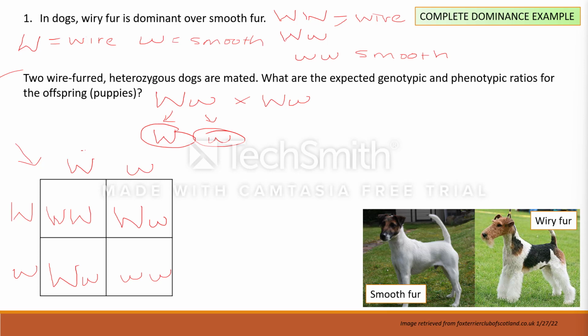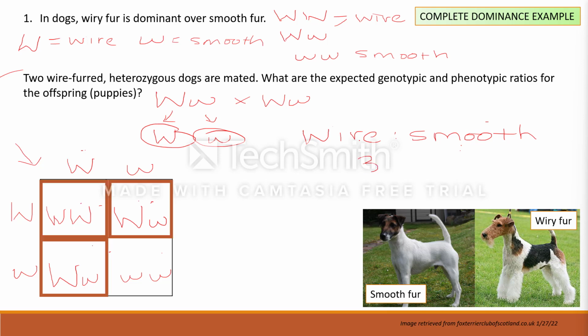So when we think about the ratios, we're going to look at how many out of those 4 have each genotype. First, we're going to write out the possible genotypes. So some could be big W big W, some could be big W little w, and some could be little w little w. Out of these 4 boxes, 1 is big W big W, 2 are big W little w, and 1 is little w little w. So that tells us our genotypic ratios that are expected for the offspring. And then we need to do the same for the phenotypes. So the phenotypes could either be wire-furred or smooth. And out of these 4, these 3 here will have wiry fur, and just 1, the homozygous recessive, will have smooth fur. So our phenotypic ratio is wire to smooth 3:1.